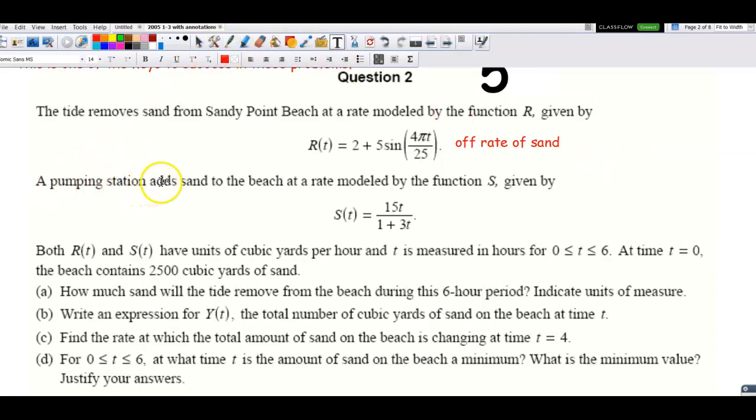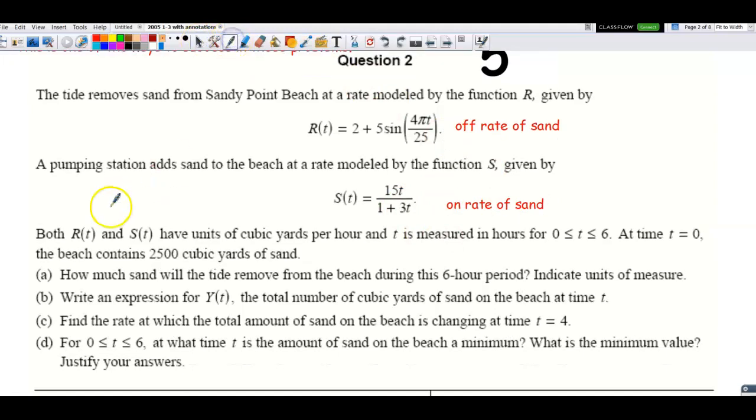A pumping station adds sand to the beach at a rate modeled by the function s, which is given as a rational function. And so I would note on my paper that this is the on rate of sand. So reading with your pencil is an important thing. Interpreting the problem is very important.